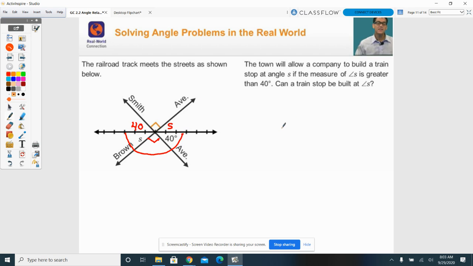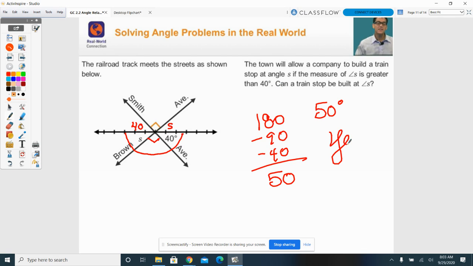Straight lines add to 180, so I could take 180 minus 90 minus 40, or you could just take 90 minus 40, and that will give you 50 degrees. So angle S is 50 degrees. So can the train stop be built there? Well, is that greater than 40? Yes. So the answer is yes, it can be built there.